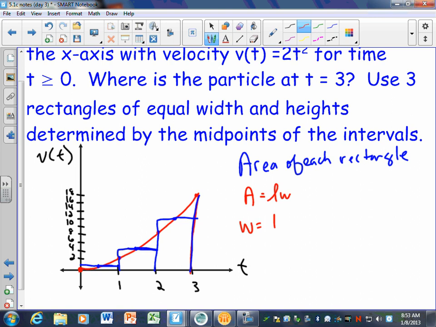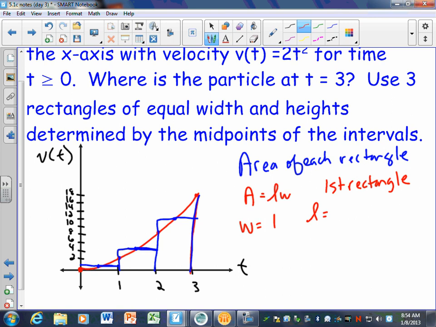What about the length? Maybe we should start with just the first rectangle. How would I find the length or the height of this? How would I find what that value is? The x value here is 1/2. Do you agree with that? How can I find the y value of this? Could I plug it into the equation? Is that y value where it hits that curve?